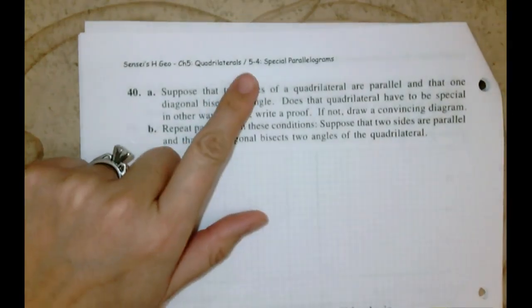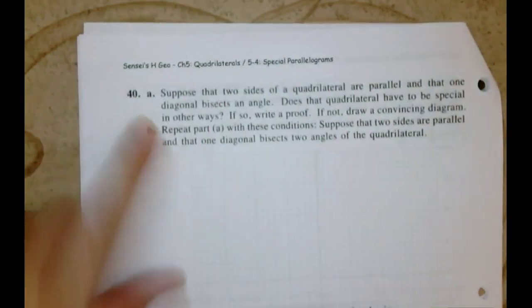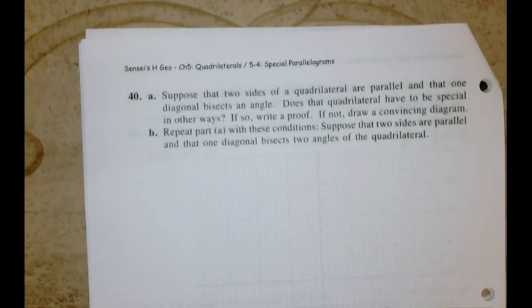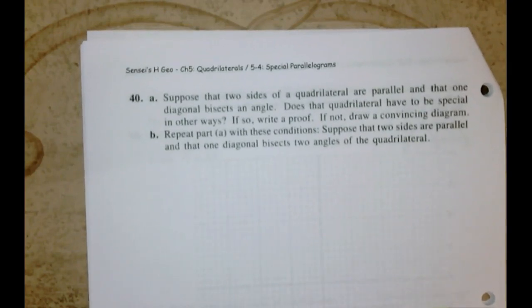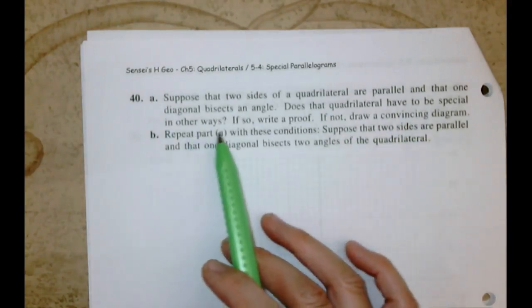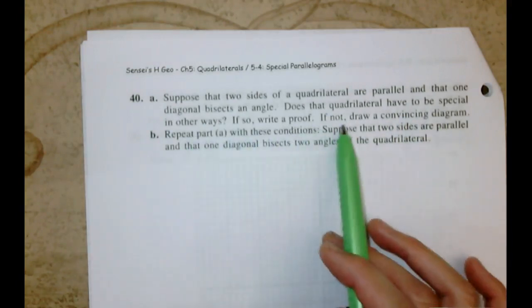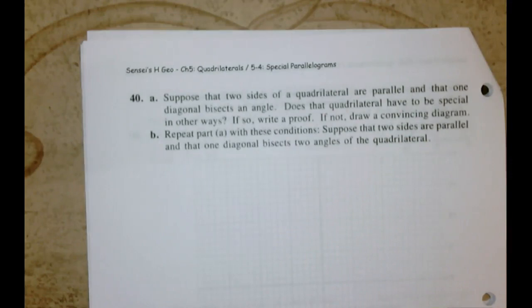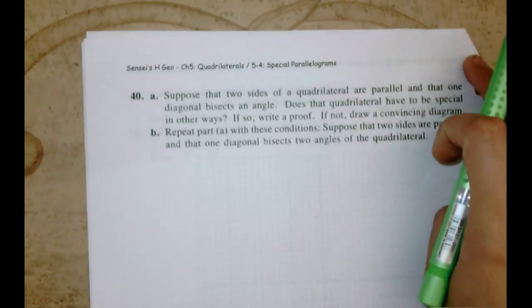Okay, let's do 5-4 problem number 40. Okay, start with A. Suppose the two sides of a quadrilateral are parallel and one diagonal bisects an angle. Does the quadrilateral have to be special in other ways? If so, write a proof. If not, draw a convincing diagram. The convincing diagram that there's nothing special, I guess.